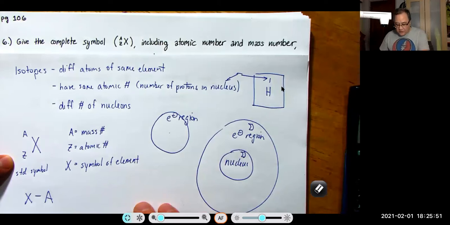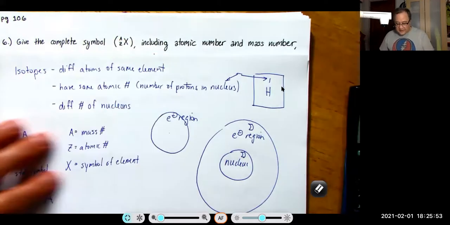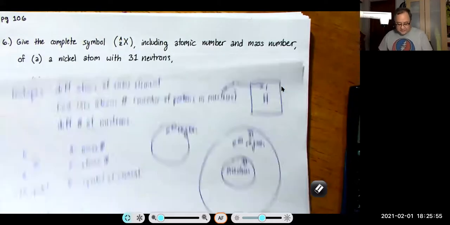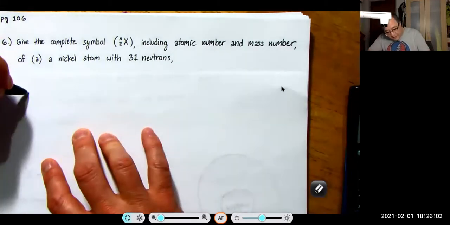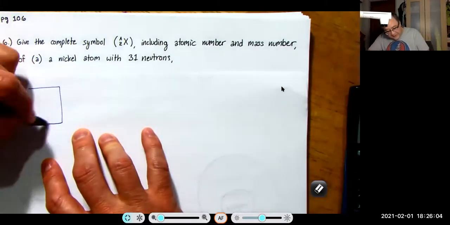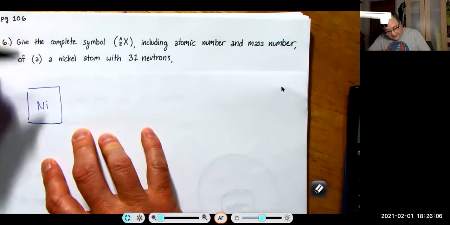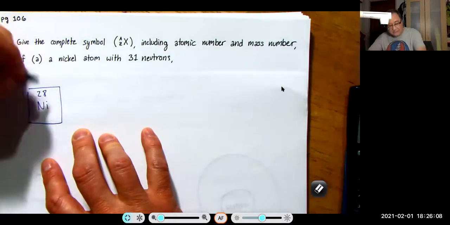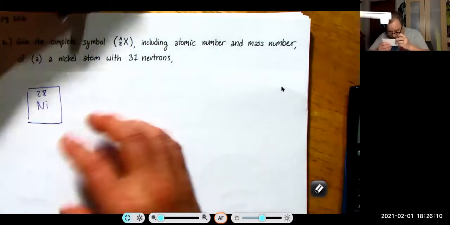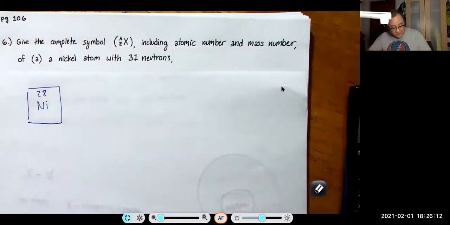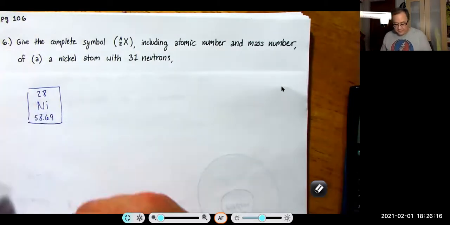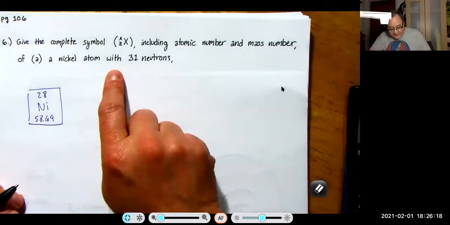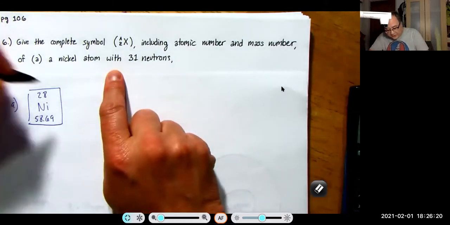Okay, so now that we know all of this, let's get to A here. A nickel atom with 31 neutrons. So if I look on the periodic table, I see that nickel has the number 28 at the top, and the number 58.69 at the bottom. Now they tell us that it also has 31 neutrons.